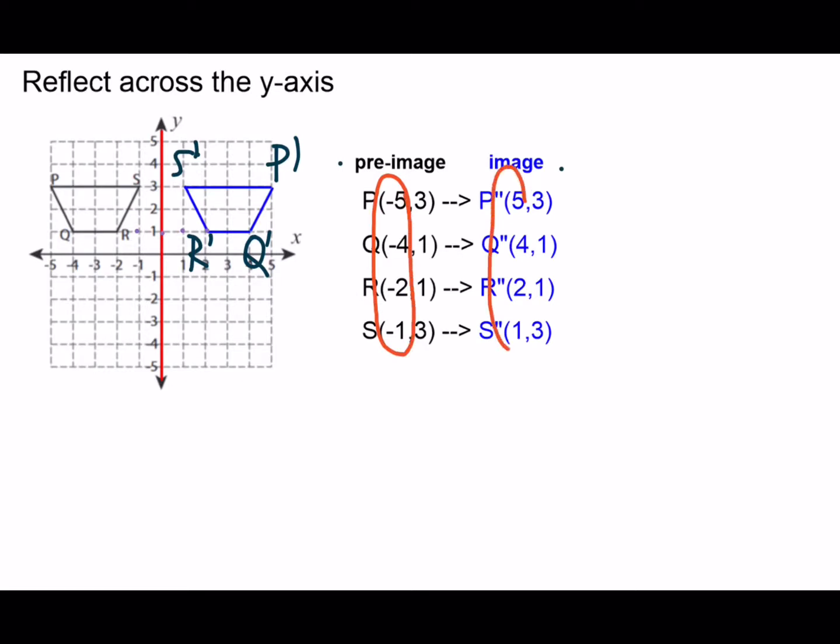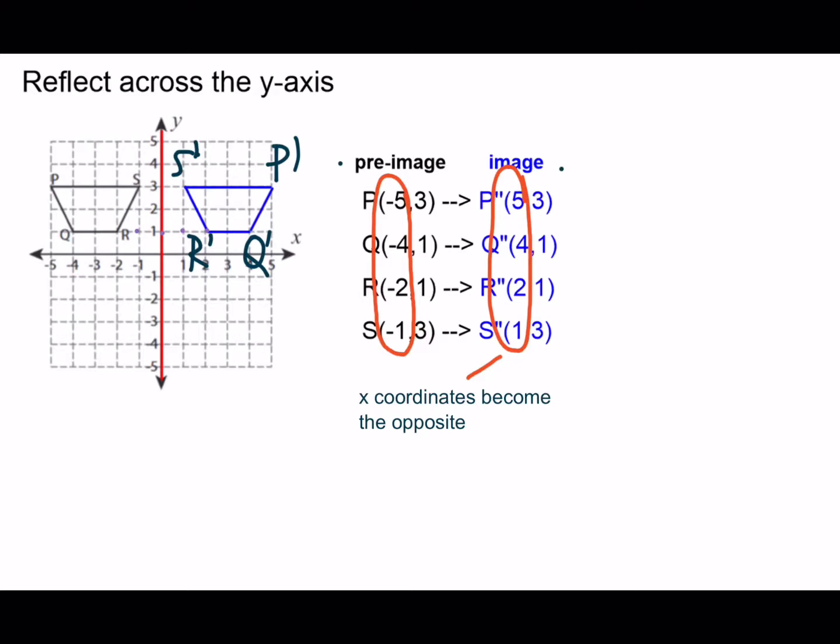Here are the x coordinates for your image points. And so what do you notice? -5 becomes +5, -4 becomes +4, -2 becomes +2, and -1 becomes +1. So that means this time around, your x values are becoming the opposite. All right, so we've made a note of that there. X coordinates become the opposite.